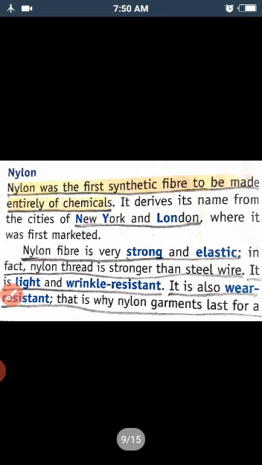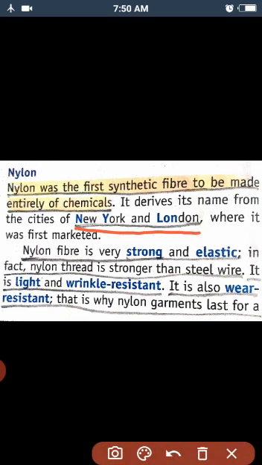Next, you see nylon. Nylon is made up of some chemicals. Its name is derived from the cities New York and London: the first letters N and Y, and from London the first letters LON. The three parts are joined to construct the name nylon. Nylon is very strong and elastic. In fact, nylon thread is stronger than a steel wire.